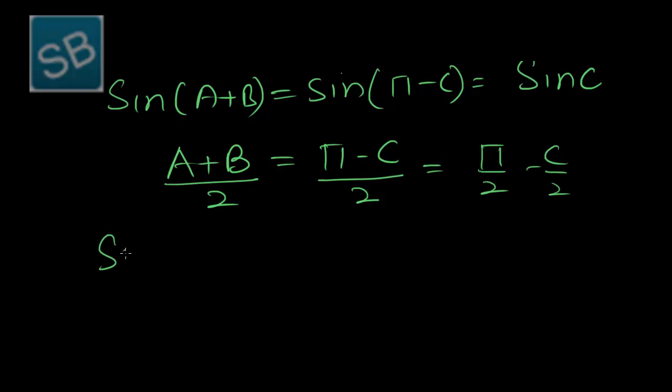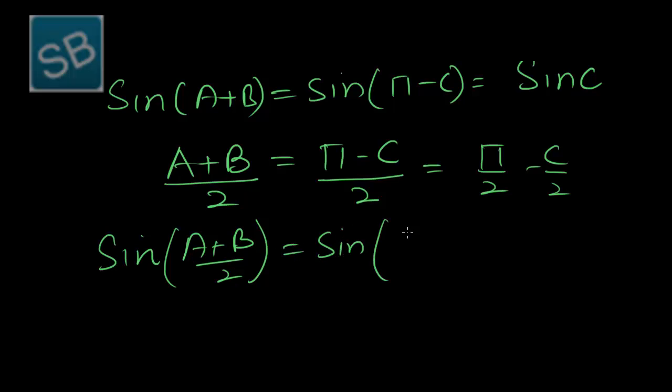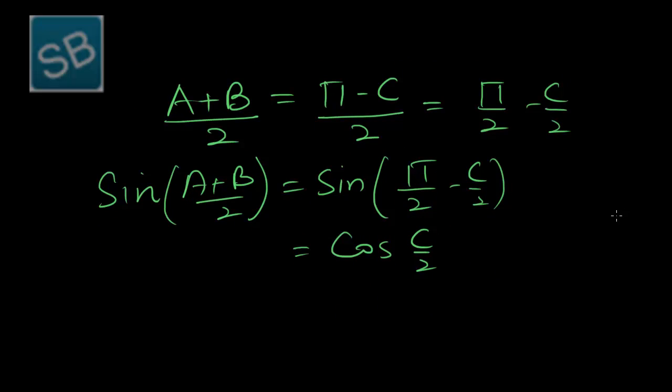So on operating the sine function we will get sine of a plus b over 2 is equal to sine of pi by 2 minus c by 2. It gives cos c by 2, as sine of 90 minus theta is cos theta. And in the same way we also replace the cos function. So by keeping all this in mind, we can solve conditional identity questions. To understand this, we are going to solve some problems which are based on conditional identity in the next lecture.